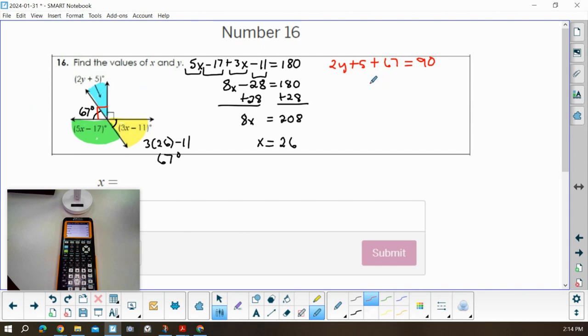67 plus 5 is going to be 72, I think. After I combine my like terms, I'm going to subtract this 72 from both sides. And I get 2y equals 90 minus 72, which is 18. And then we divide by 2, so we get y equals 9. And there we have problem number 16.